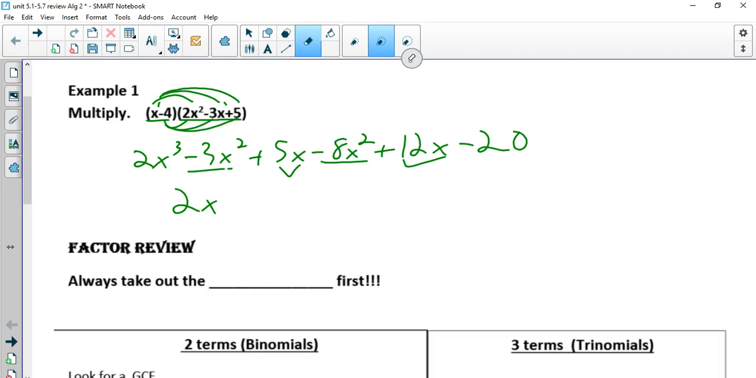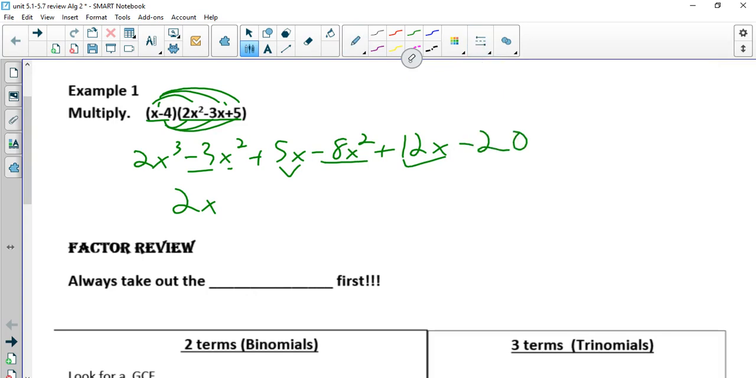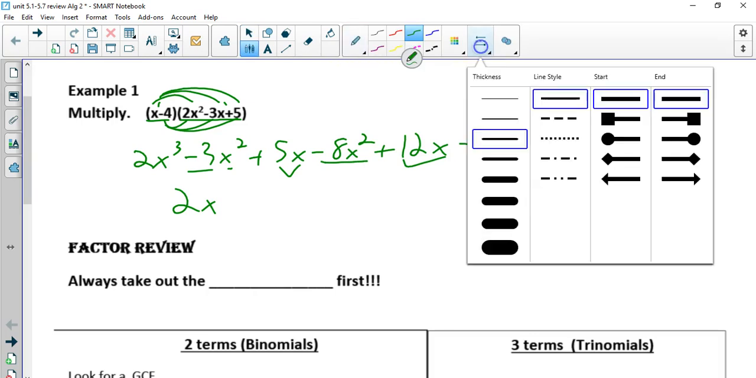Eraser doesn't want to show up. Now it does. Technical difficulties, I apologize.